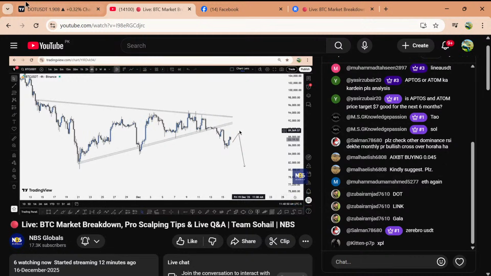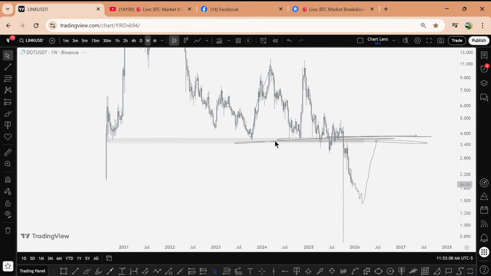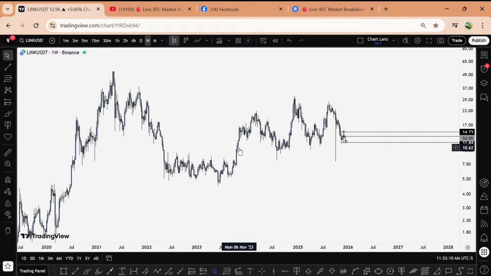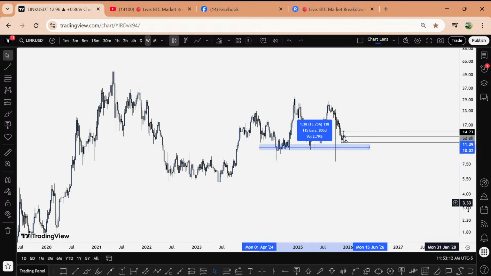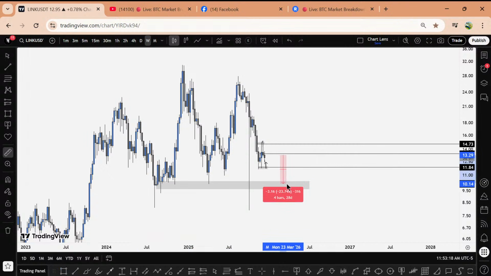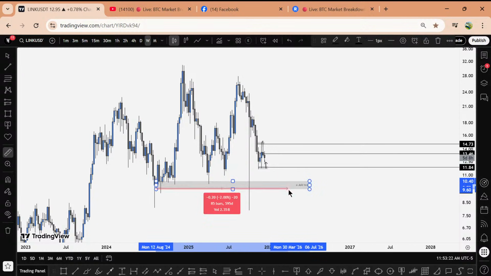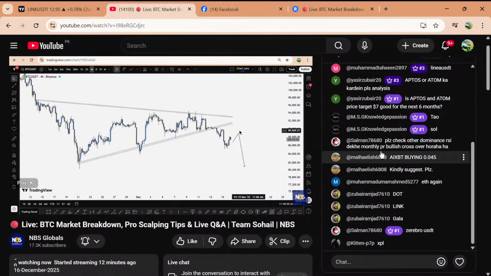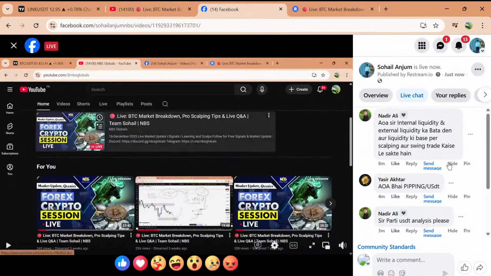So let me check out LINK. LINK is very close to its demand zone. This is the demand zone of LINK here. If it comes back lower to the downside, then you can buy at this demand zone. This is a very healthy demand zone. Okay, let me check out this side.